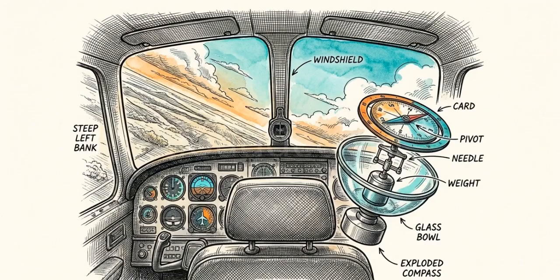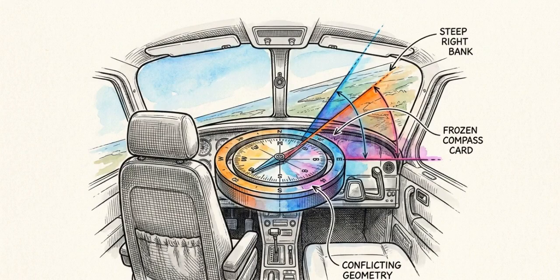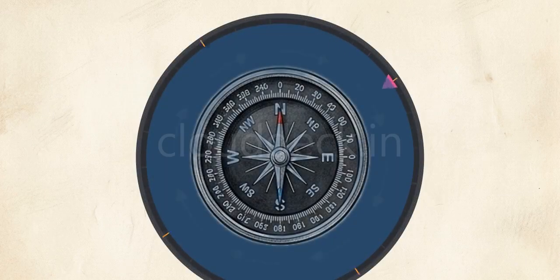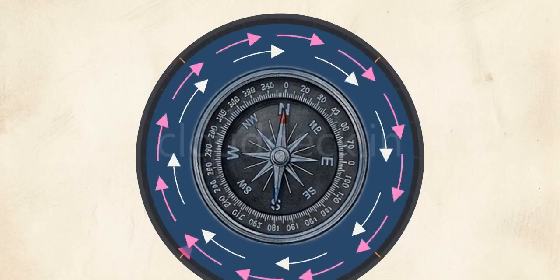When turning through north, the compass card sluggishly underreads the turn. When rolling through south, it wildly overreads the turn, racing ahead of the aircraft's actual nose. To compound the problem, the liquid surrounding the compass card gains momentum during a turn.